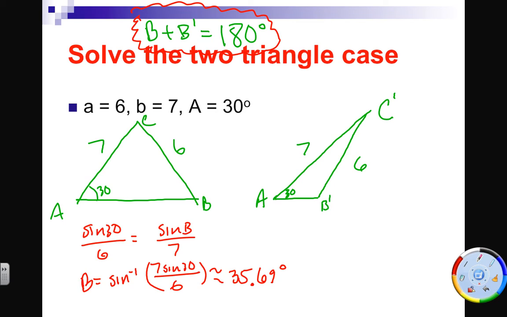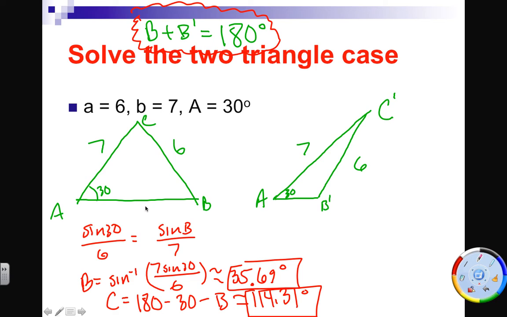And you've got to remember that I'm going to use this exact value to help me find angle C. So I'm going to do angle C is 180 minus 30 minus angle B, which is approximately 180 minus 30 minus answer. You get 114.31. Okay, so that's my angles.